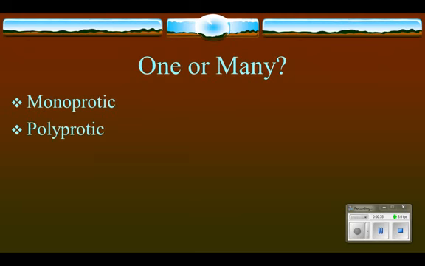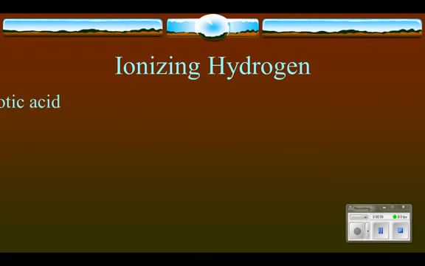Monoprotic and polyprotic. Mono means one, and protic in this case refers to protons. You may remember that a hydrogen ion is a hydrogen atom that has lost its electron, and so therefore it's just a proton. So monoprotic means one hydrogen ion, and polyprotic, then it follows, would mean many hydrogen ions. Let's look at an example here.